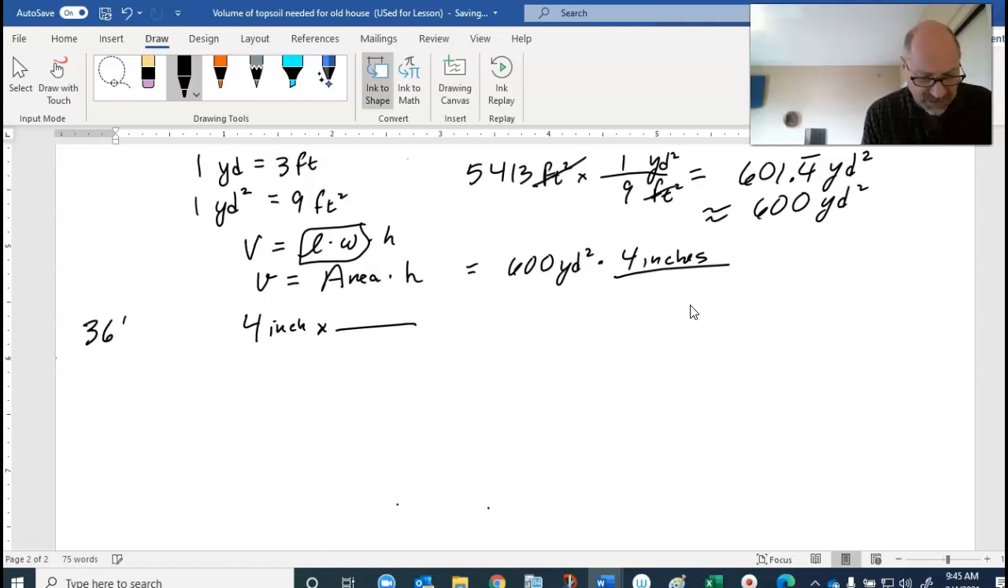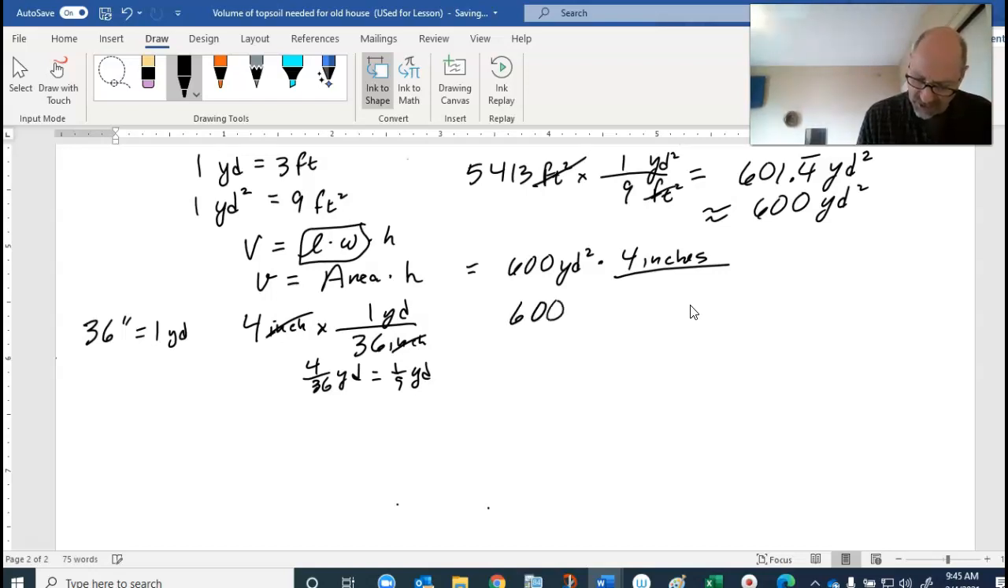So in this case, 36 inches does equal 1 yard. We don't have the squaring like in the area problem, so 36 inches is equal to 1 yard. So we're going to reduce the inches. We'll get 4 out of 36 yards, which is 1/9 of a yard. So basically we're going to have that 600 square yards times 1/9 of a yard. And now everything's in yards, so our answer will be in cubic yards.